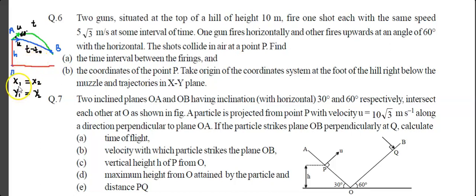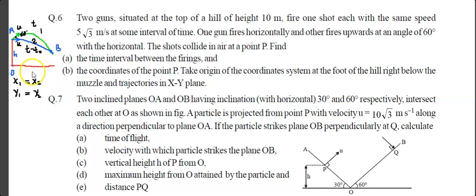Now, how do we write x for the first? Let's say this is the first, and this I am calling the second. The first will have its own equations, the x equation and the y equation, and likewise for the second. You can write them easily and solve, and from there t and t naught can be solved. Our focus will be on t naught.